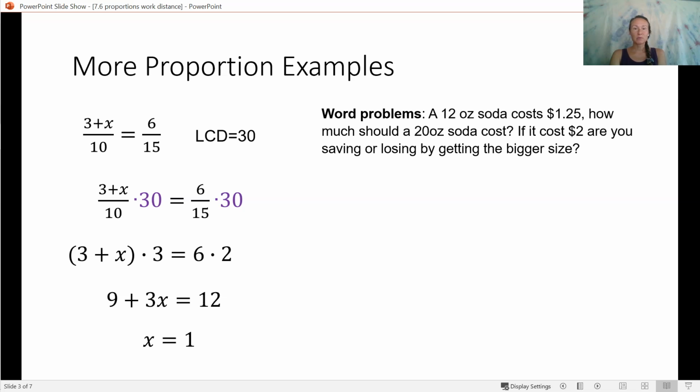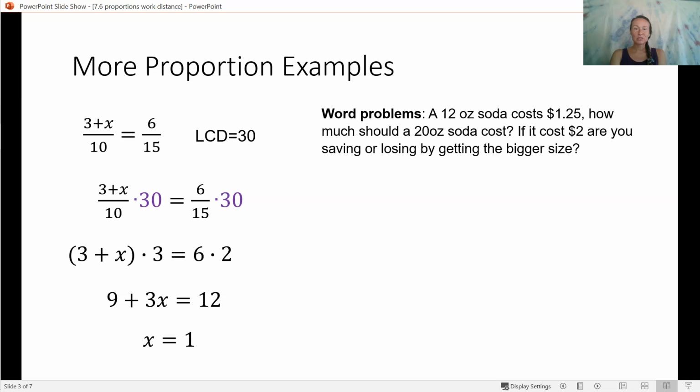Sometimes we have word problems where we have to set up our own proportion. And in most of the word problems with proportions that you're going to come across, the math is not the hard part. Really, the tricky part is making sure you're setting up the proportions correctly. There are a lot of correct ways to set up your proportion, but there's also some incorrect ones.